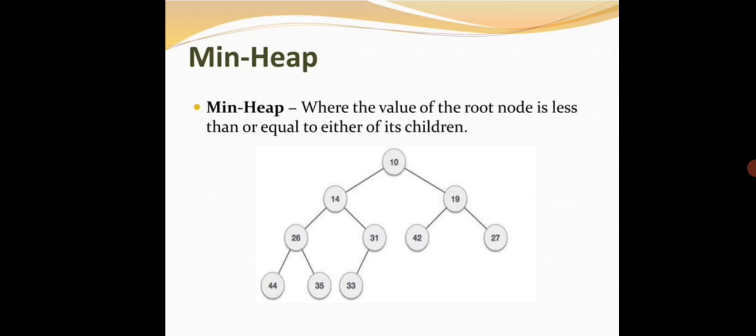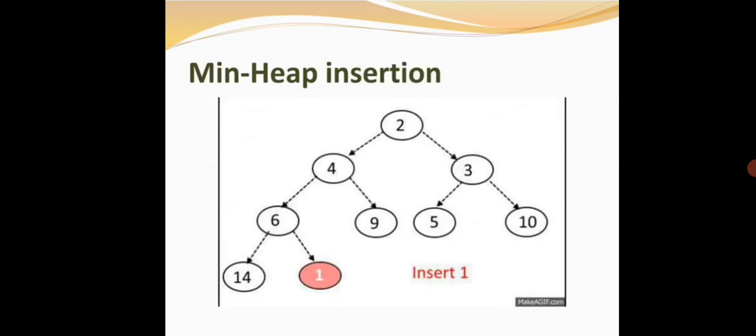Max heap deletion algorithm: remove the root node, move the last element of the last level to the root, and compare the value of this child node with its parent. If the value of the parent is less than the child, then swap them. Repeat step 3 and 4 until the heap property holds.